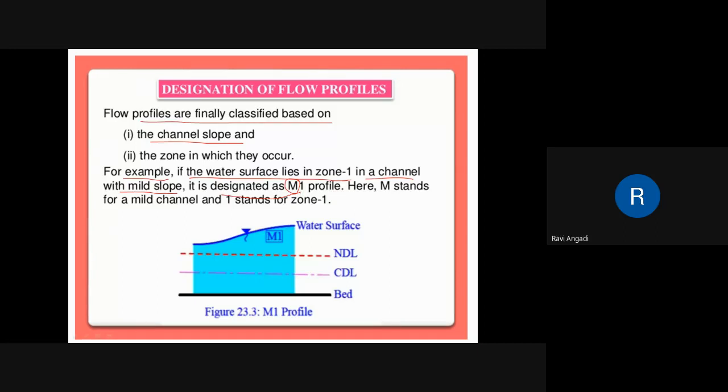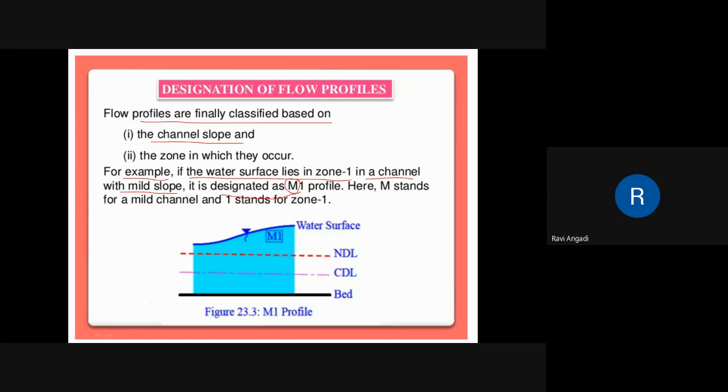I'll repeat once again. The flow profiles are finally classified based on the channel bed slope and the zone in which they occur. For example, if the water surface lies in zone 1 in a channel with a mild slope, it is designated as the M1 profile. Here M stands for the mild channel and 1 stands for zone 1.